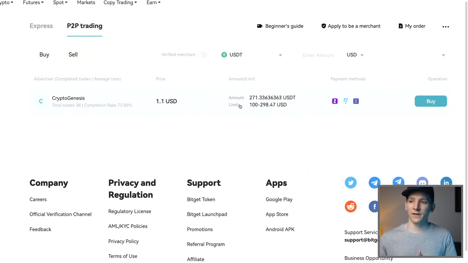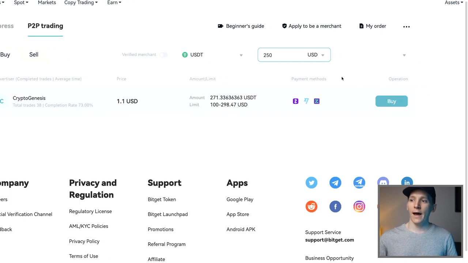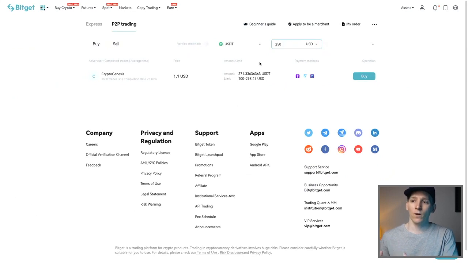This account essentially is letting you buy $270 worth of USDT. So not much, right? So if you put that in, what you would do is go to buy, and then they would give you the payment method, Zelle, Wise, or this one, which is Zinli. So you would have to make a fiat currency payment to them in that currency, which is USDT.